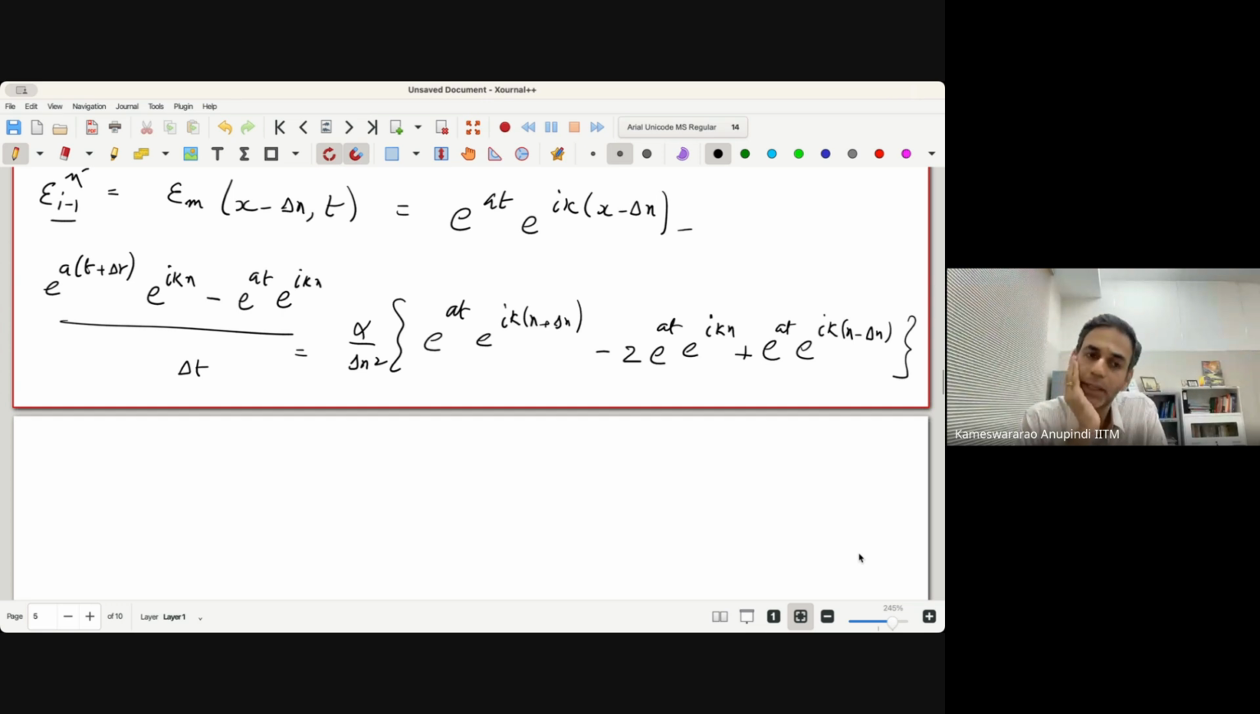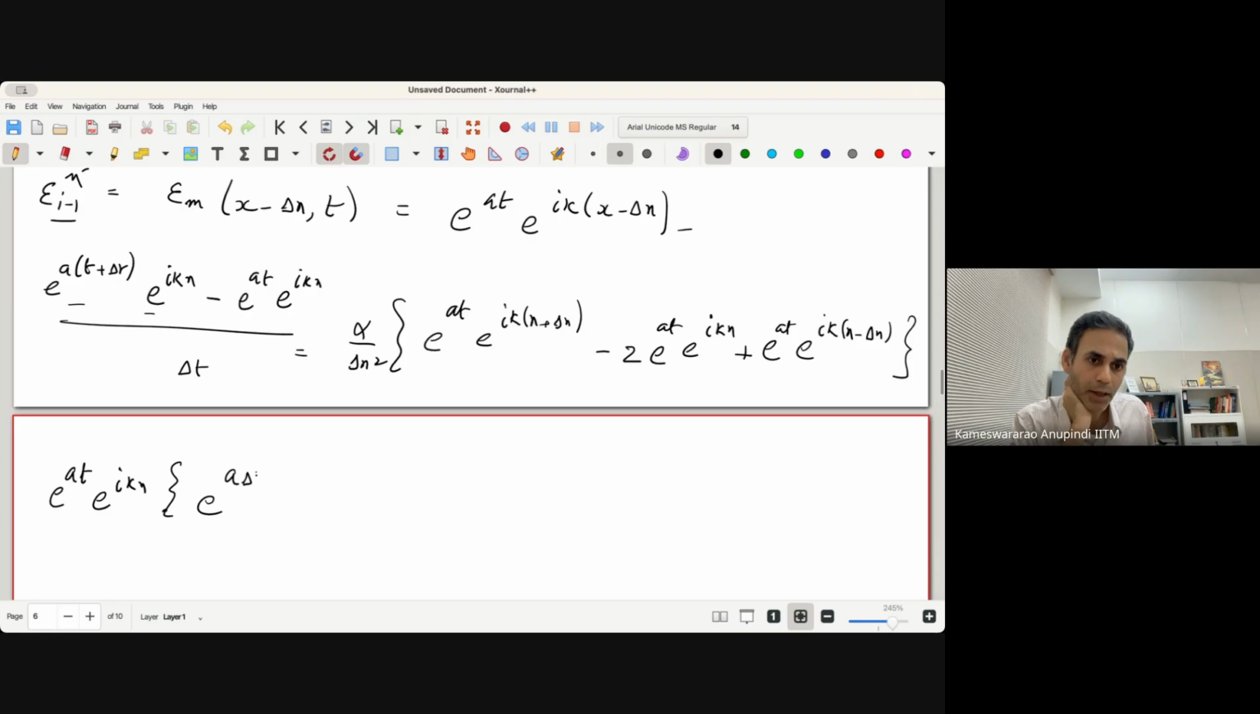Now what we note is that there are these e to the power a t, e to the power I k x, that is there on both sides. So I'm going to take common e to the power a t times e to the power I k x on the left hand side as well as on the right hand side. On the left hand side, what remains is e to the power a delta t minus 1 equals, let me send this delta t to the right hand side, so let me write this as alpha delta t by delta x square.